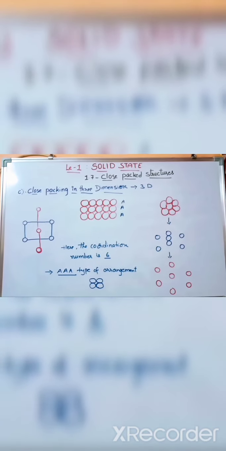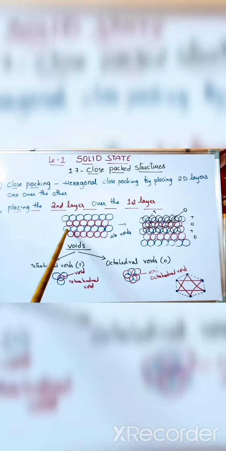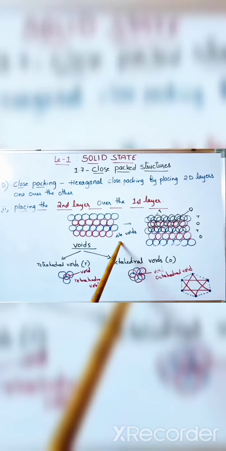Yes. And the next one is close packing in three dimensions, by placing two-dimensional layers one over the other. In that, placing the second layer over the first layer: if we place a layer of spheres in the depressions, we find triangle voids for the first layer. Look here, this is the first layer, this is the second layer. So here a triangle void is formed, and voids are nothing but empty space.